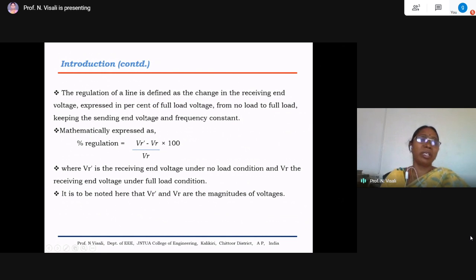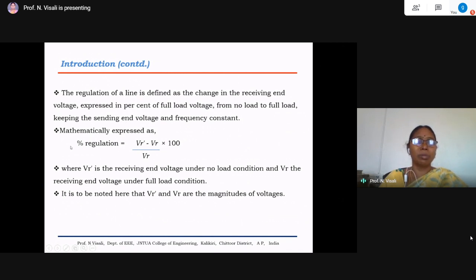Then the regulation of a line is defined as the change in the receiving end voltage, expressed in percent of full load voltage, from no load to full load, keeping the sending end voltage and frequency constant. When the load is applied, the change in voltage from the no load condition to the full load condition is the regulation. At that time we maintain the frequency constant.